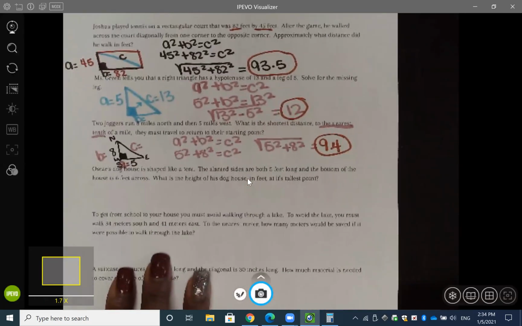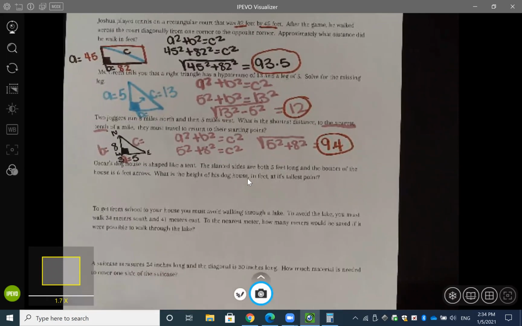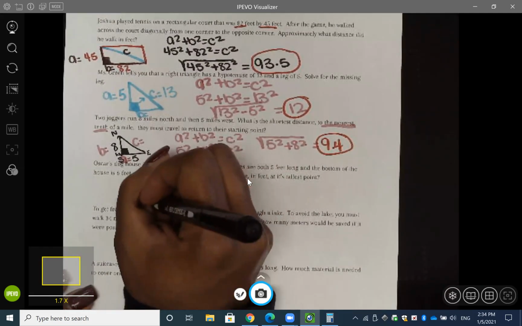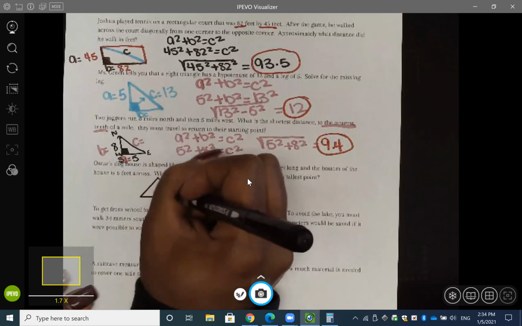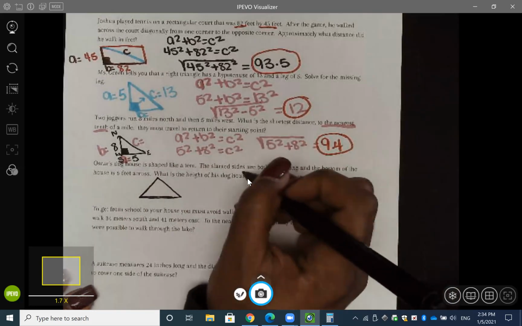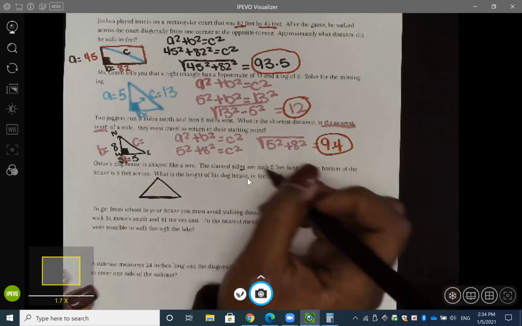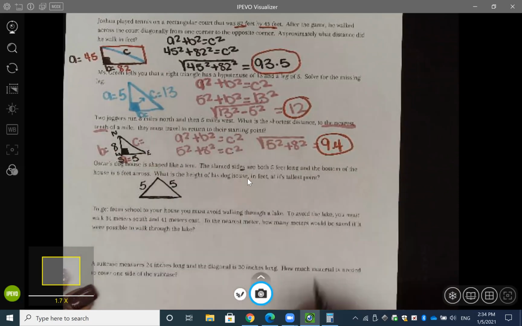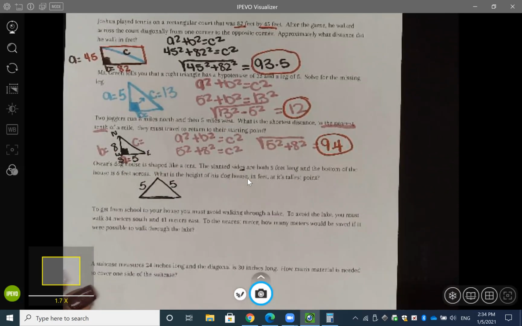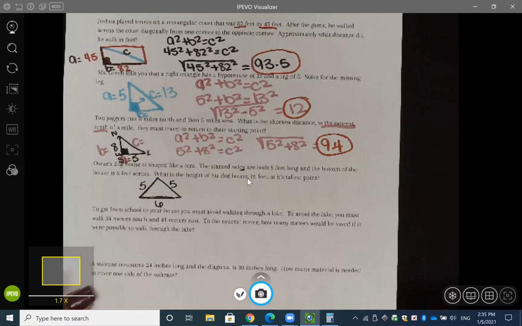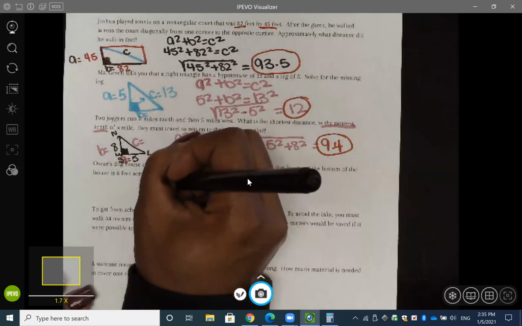Okay. The next one says Oscar's doghouse is shaped like a tent. The slanted sides, so a tent is more of this type of triangle. So it says the slanted sides, meaning there's two sides, are both 5 feet long. So this is a slanted side and this is a slanted side. And the bottom of the house is 6 feet across. What is the height of the doghouse?